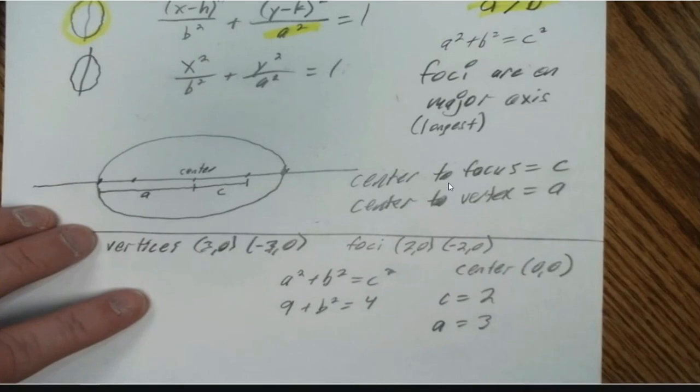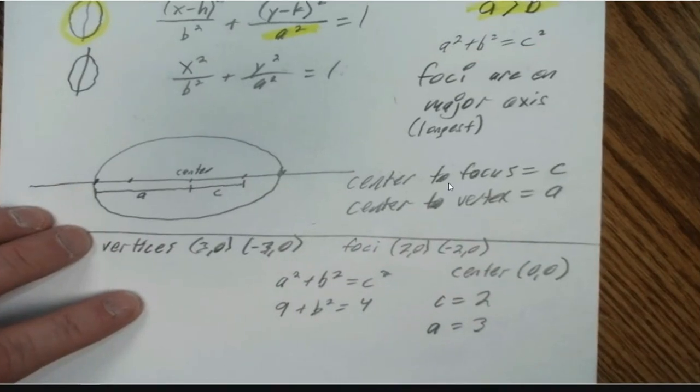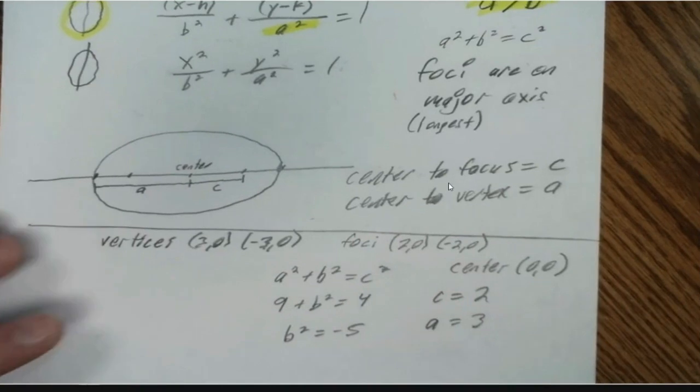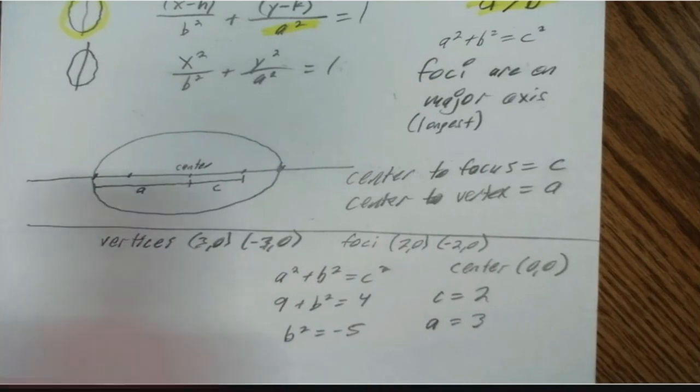Am I doing this right? Am I doing this like I wanted to do this? I think so. I don't know if I have any good examples of that written down. So b squared equals negative 5. Well, that doesn't work. It has to be a positive because we're talking about distances. So when I'm putting that in there, we know it's a distance.